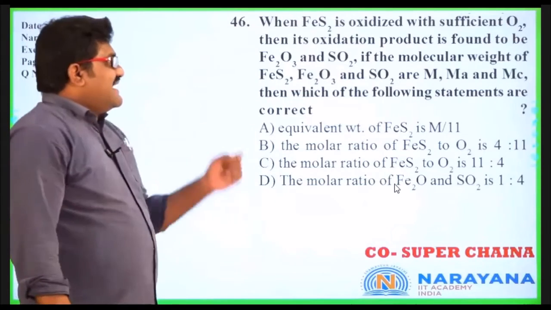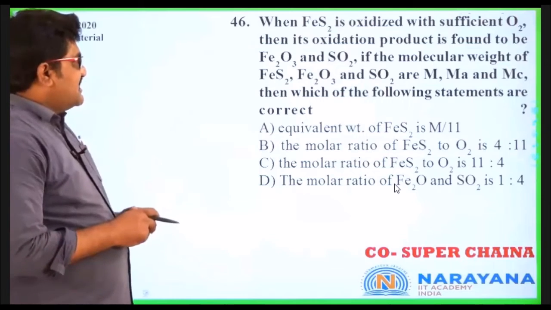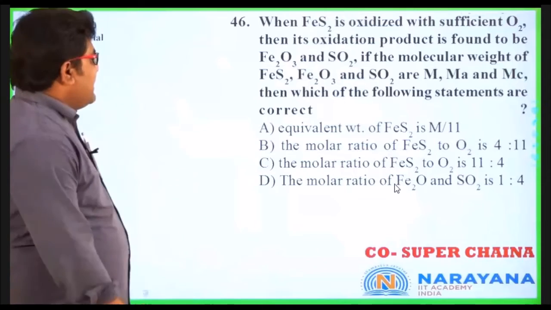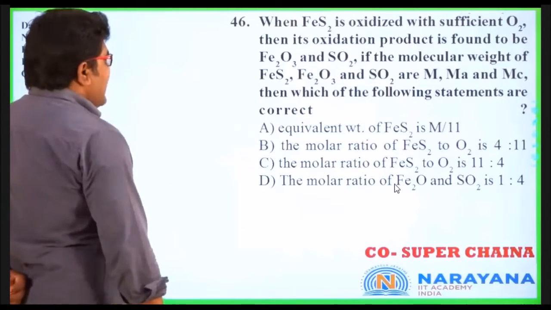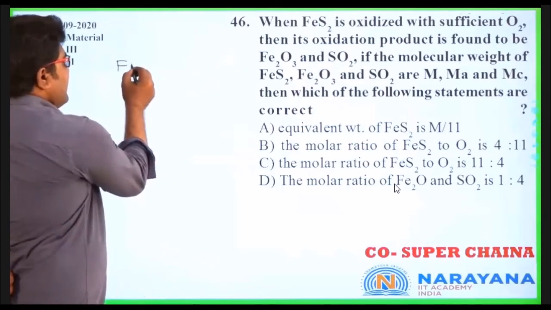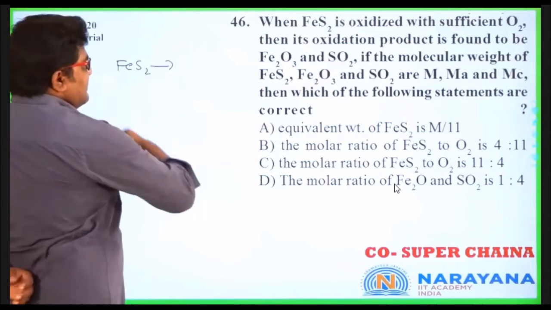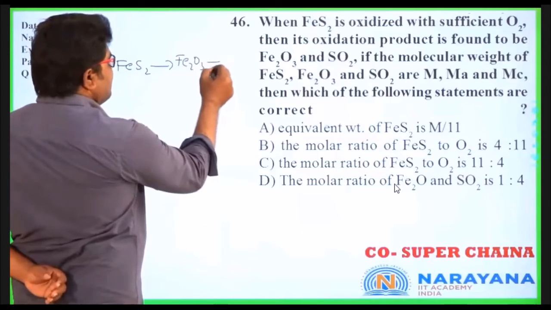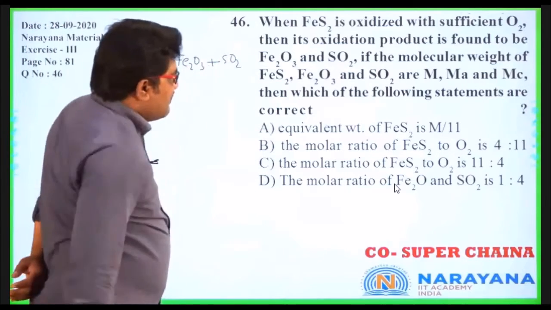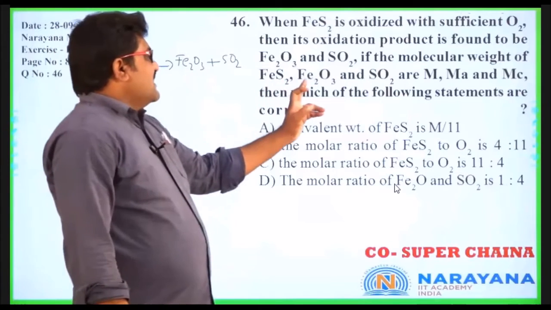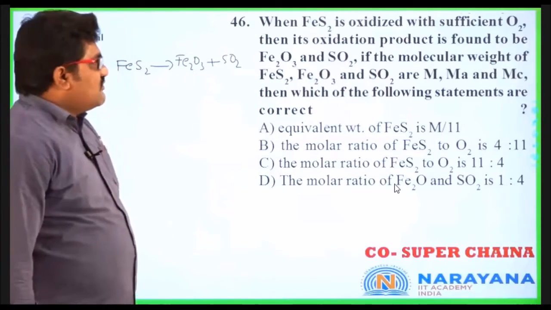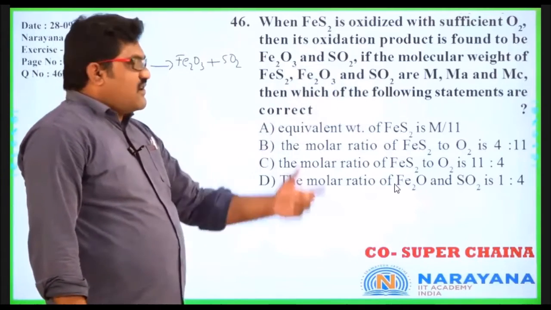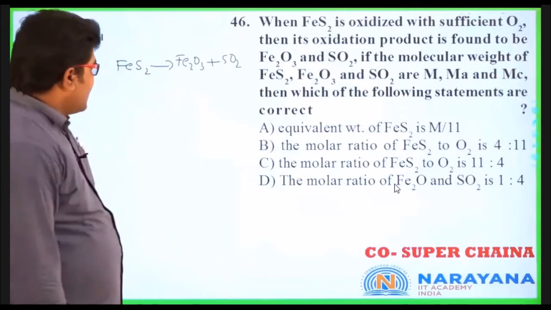When FeS2 is oxidized with sufficient O2, its oxidation products are found to be Fe2O3 and SO2. See here, when FeS2 is oxidized with sufficient oxygen, it converts to Fe2O3 plus SO2. Very good. If the molecular weights of FeS2, Fe2O3 and SO2 are M, Ma and Mc, then which of the following statements are correct?